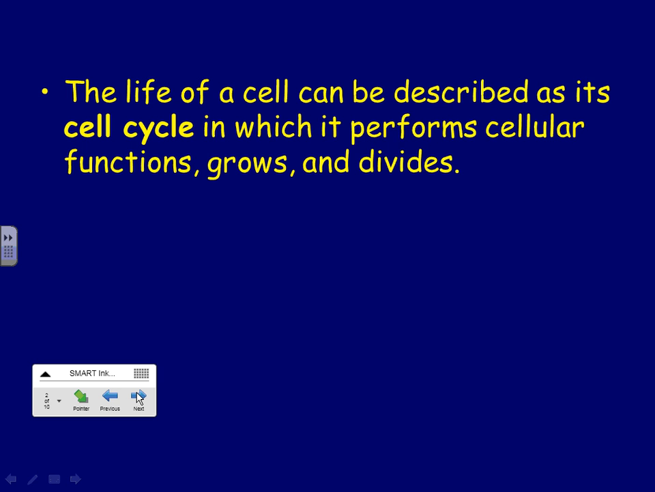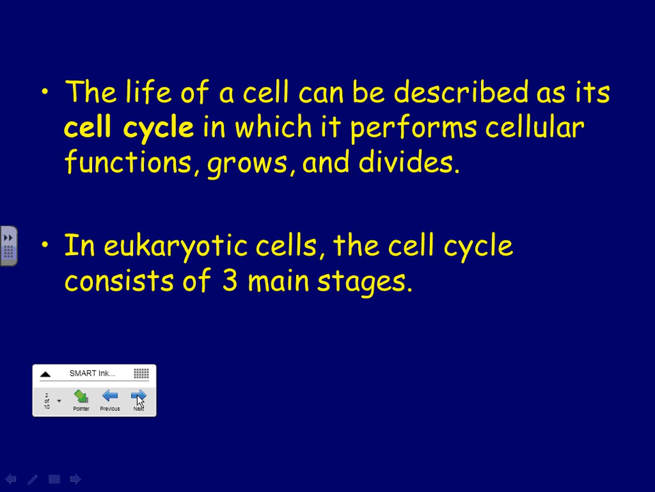The life of a cell can be described as the cell cycle, in which it performs cellular function, grows, and divides. In eukaryotic cells, the cell cycle consists of 3 main stages. Right at the very beginning of the cells unit, we talked about 2 types of cells, eukaryotes and prokaryotes. Eukaryotes had a nucleus, and the prokaryotes didn't have a nucleus.